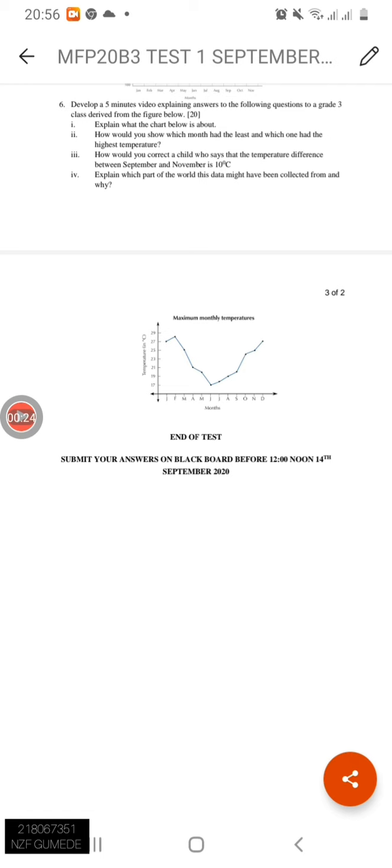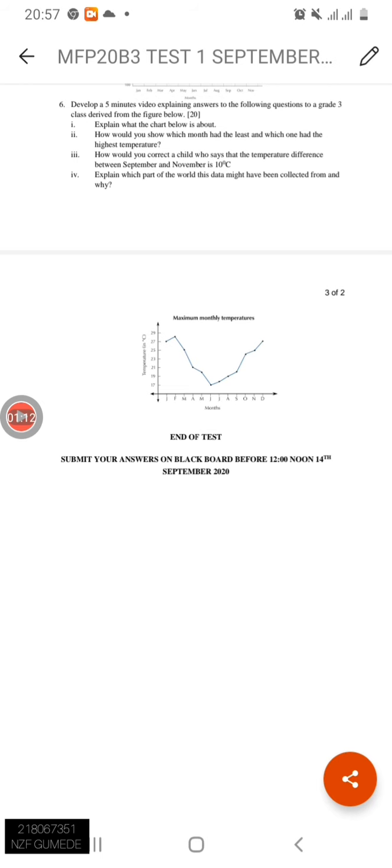Now to explain to grade 3 learners how to answer each of these questions, I'll first ask them to read each question before answering it. So start with question 1 and we'll read it together. Question 1 says, explain what the chart below is about. Question 2 says, how would you show which month had the least and which one had the highest temperature? Question 3 says, how would you correct a child who says the temperature difference between September and November is 10 degrees? And 4, explain which part of the world this data might have been collected from and why.